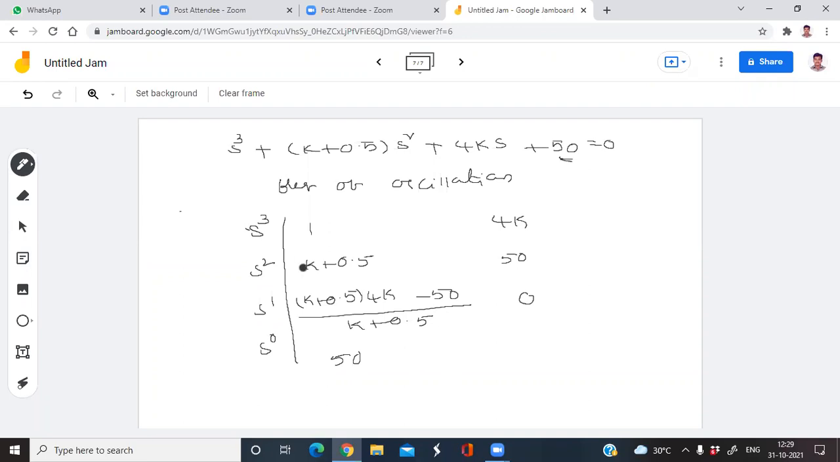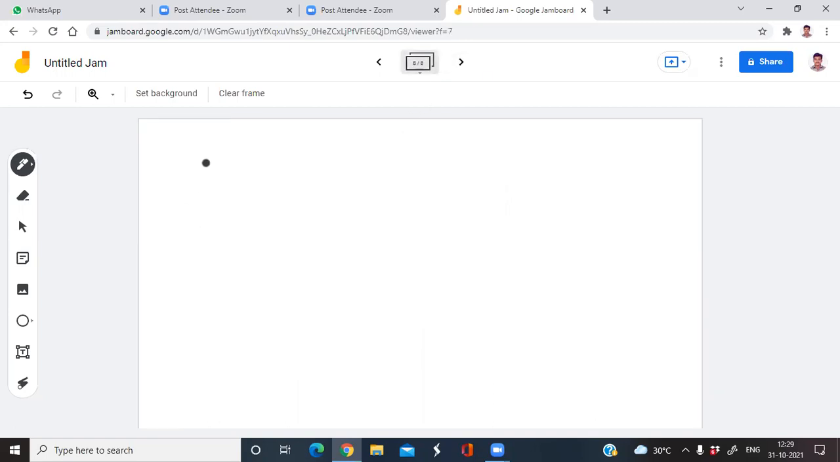That means directly we can say that k plus 0.5 greater than 0 and this whole thing is greater than 0. But here my question is, in addition to the stability, you have to find the frequency of oscillation also. Right? First for stability, a small twist is there here. For stability, what are the conditions? k plus 0.5 greater than 0. That is one condition, and from this condition you will get k greater than minus 0.5.